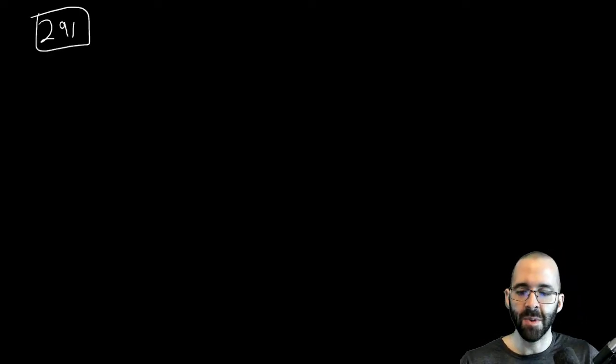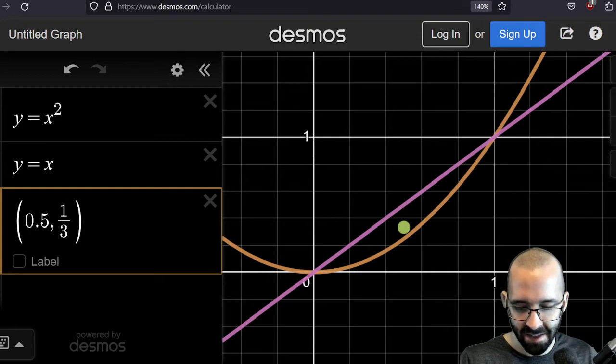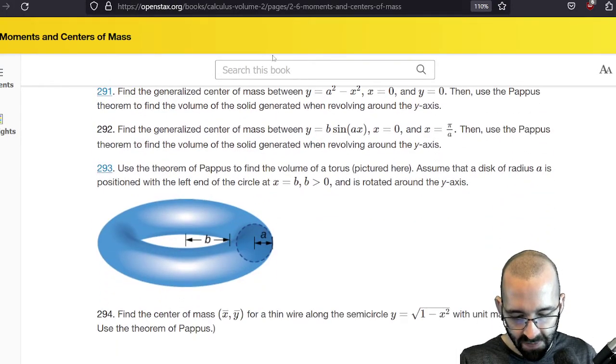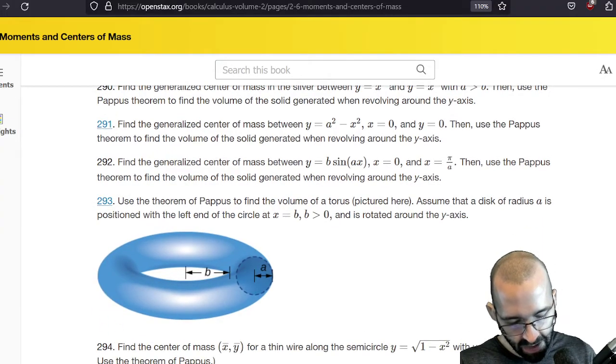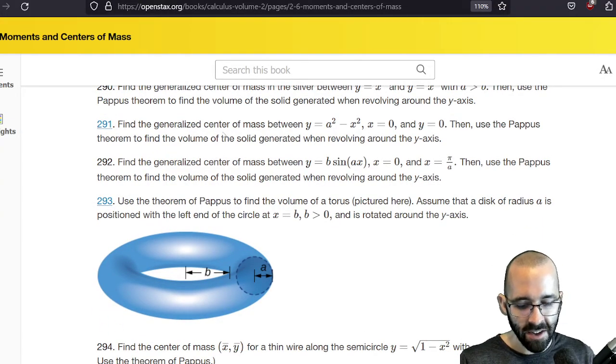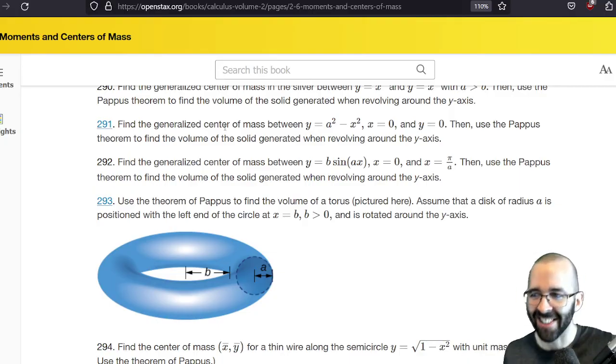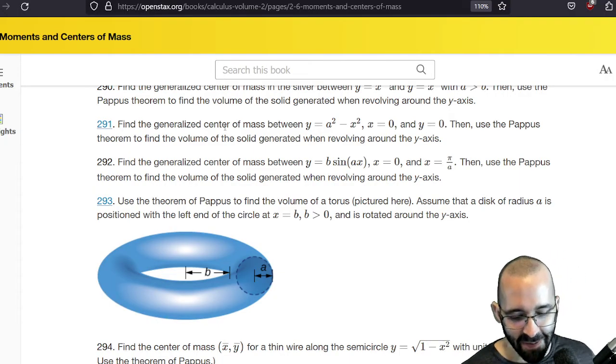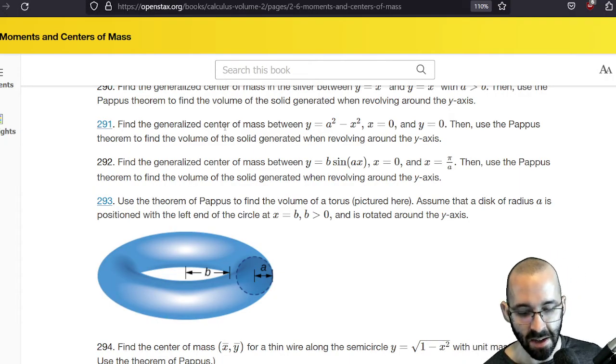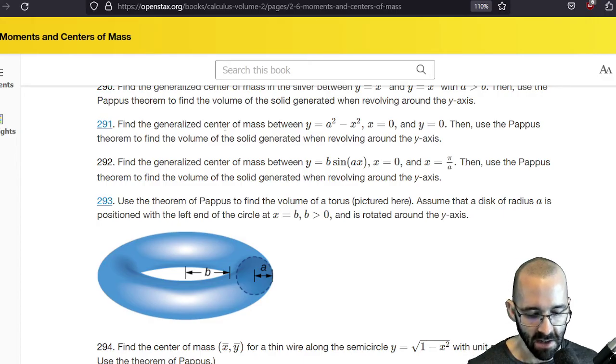280, 291. I'm hoping this one's more interesting. Find the generalized center of mass. Generalized just meaning we have parameters here. Oh yeah, I'm getting excited already. Find the generalized center of mass between y equals, so this is some downward facing parabola, x equals 0 and y equals 0.